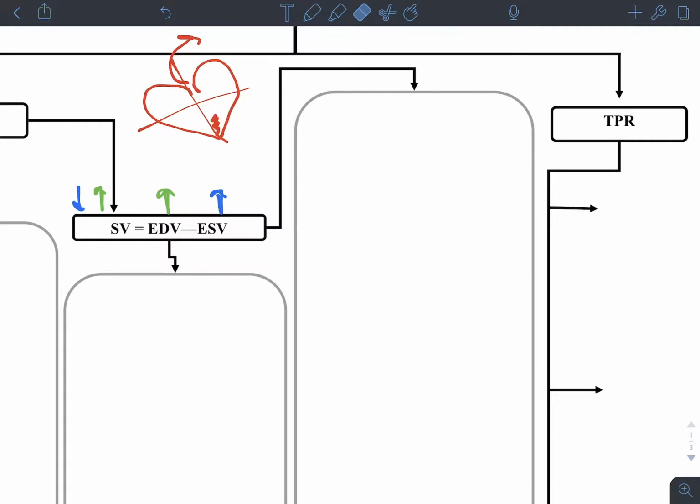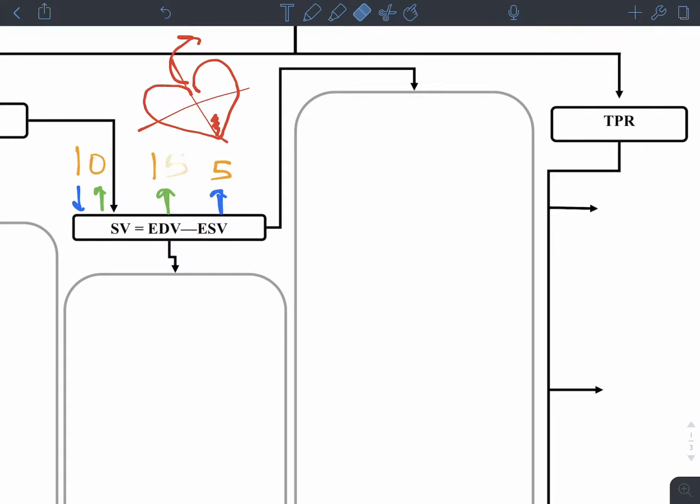Let me start over. EDV is directly proportional to stroke volume. ESV is inversely proportional to stroke volume. So let's say that I have 10 EDV, 5 ESV, right? Stroke volume then would be 5. But let's say I change EDV and I increase EDV to 15, right? Now I'm going to increase stroke volume, and that will be 10.